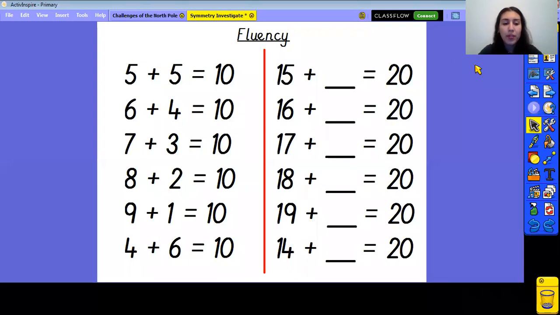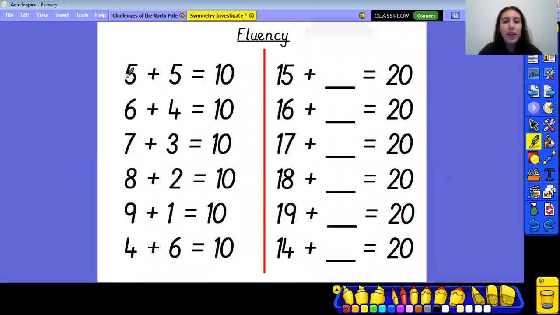Why don't you have a go at pausing the video and completing the questions on the right using the number facts on the left to help you. When you're ready to go through the answers, play the video again. Fantastic, well done for having a go.